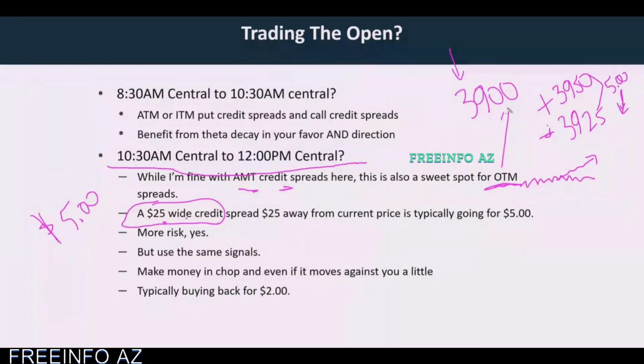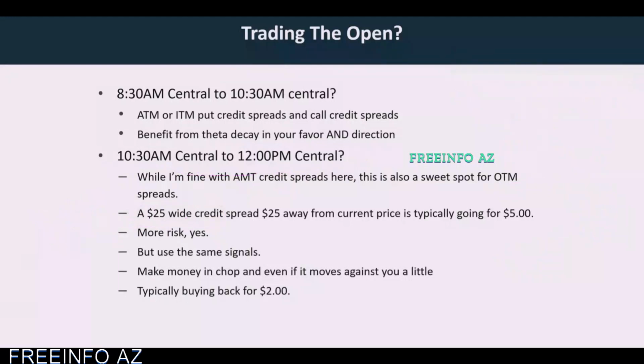Obviously, if it explodes higher, you want to get out of it, especially if it gets up to that sold strike. Typically on something like this, I'm selling it at 5 and then buying it back at 2 in about 30 minutes, give or take, depending on what's going on. I like that quite a bit. Certainly there's more risk in that, but I use the same signals, and we'll get to the signals towards the end of this presentation. Typically I'm buying it back at $2.